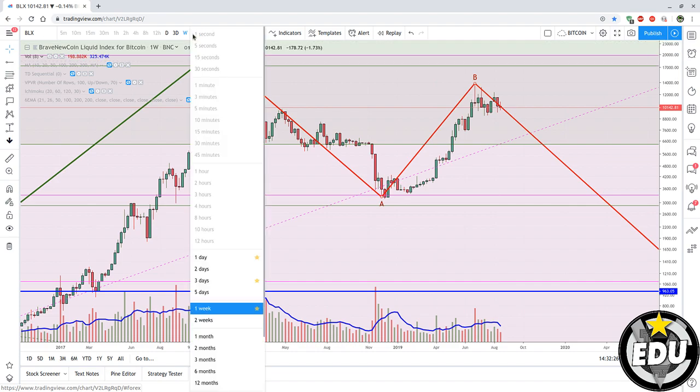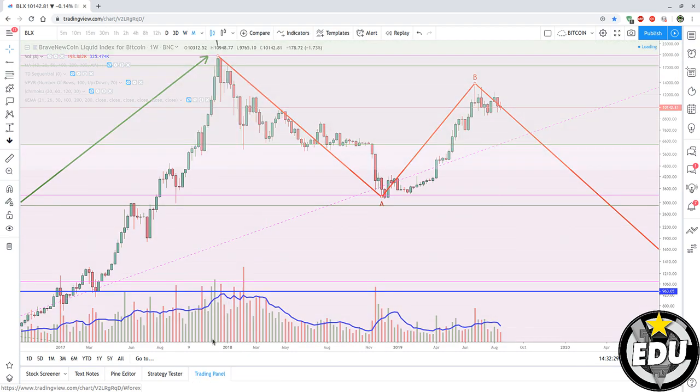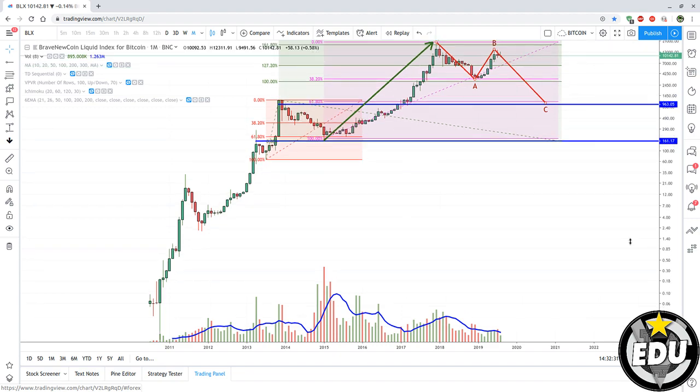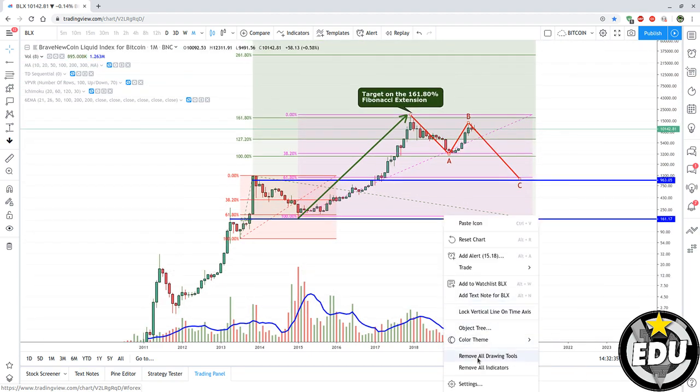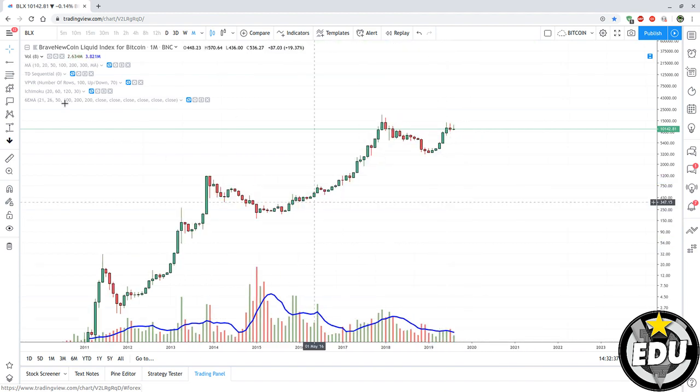Let's see the monthly here. One month. Okay, this is the idea I charted the other day. I just want to show you how precise these Fibonacci levels based on logarithmic are. You might know this idea already.